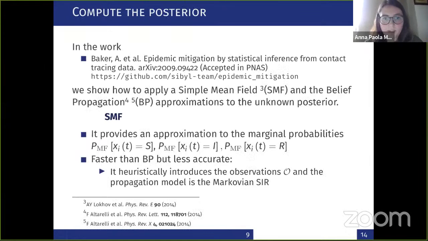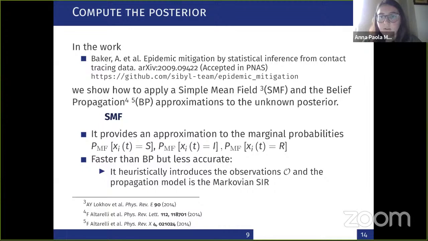the problem is intractable. What we have done in the work that I'm going to present is to apply two methods borrowed from statistical mechanics, simple mean field and belief propagation, to approximate the unknown posterior and give an estimate of the risk of each individual. I'm not going to talk about simple mean field because I don't have sufficient time. I will focus only on belief propagation because it's more accurate than simple mean field, since our description using belief propagation is fully Bayesian, and first we can use this non-Markovian and more precise SIR model.